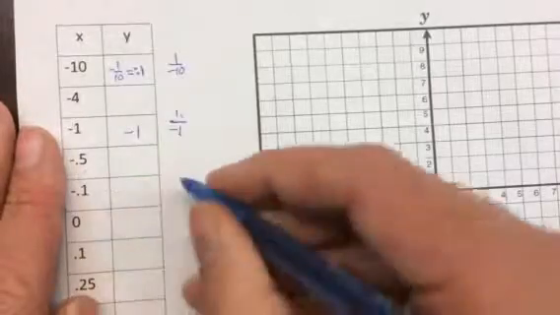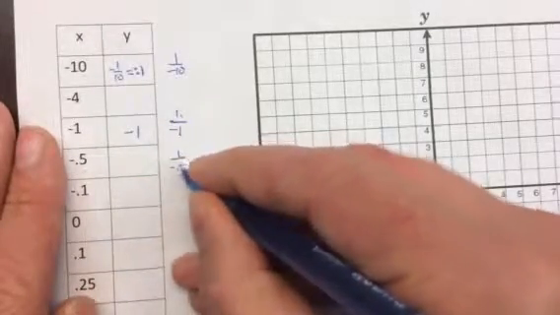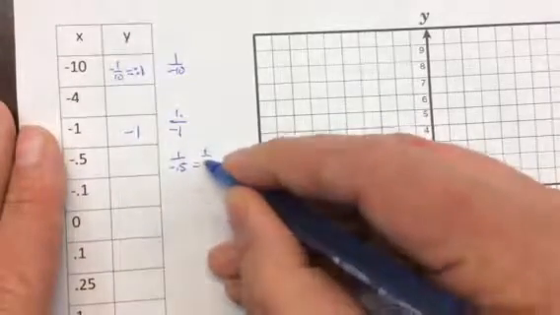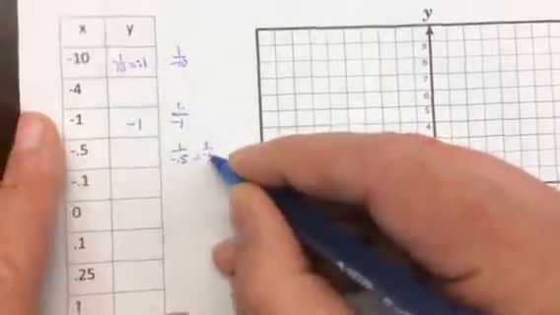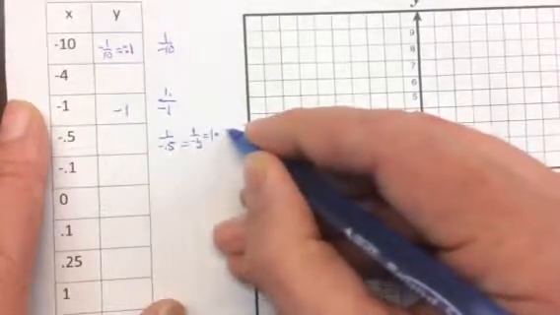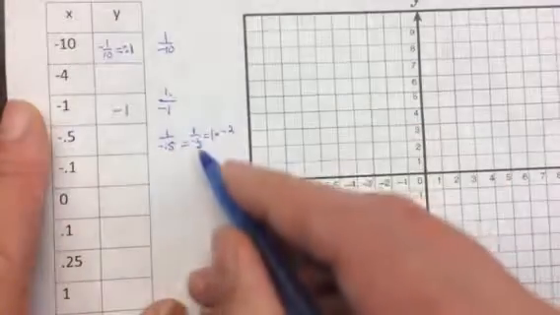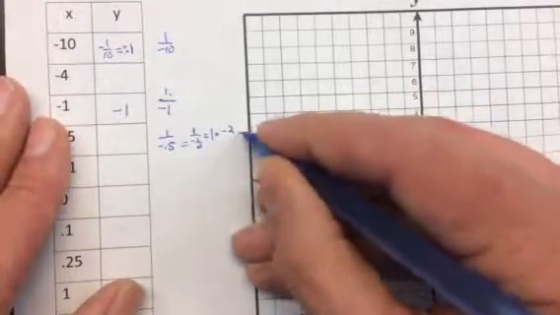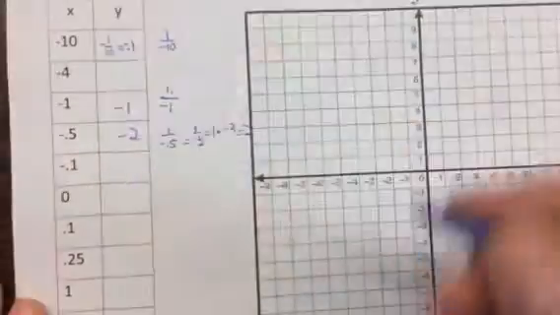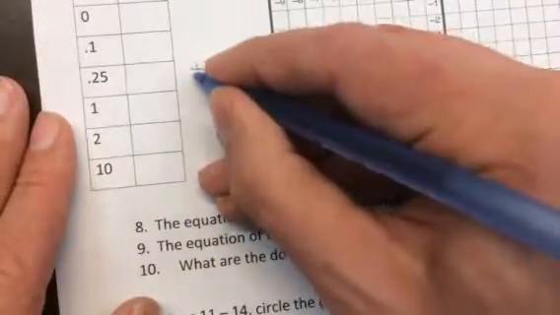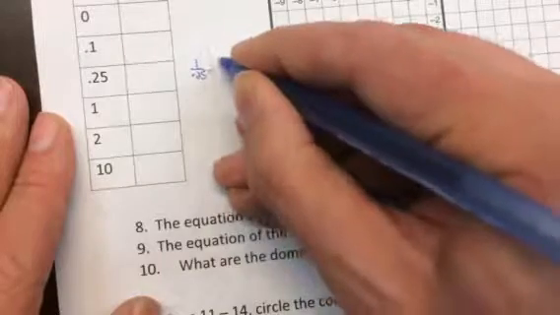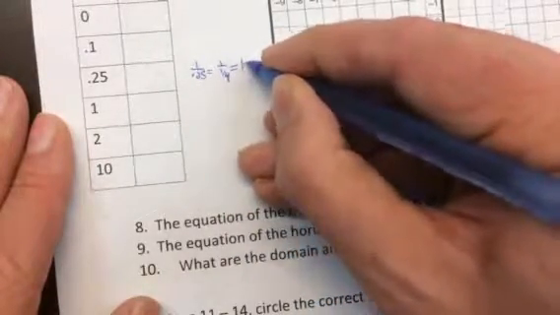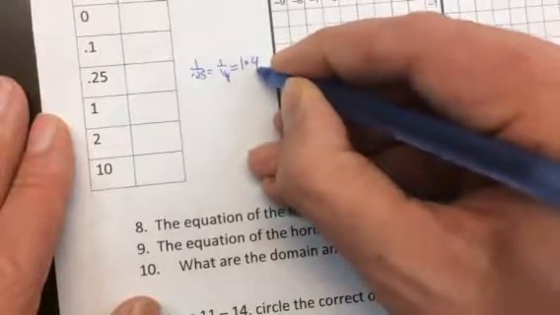When x is negative 0.5, you get 1 over negative 0.5. And this is the same as 1 over negative 1/2. The way you divide by a fraction is you multiply by the reciprocal, which is negative 2. 1 over 2 turns to 2 over 1, which is 2. So that's negative 2. I'll do one more. 1 over 0.25 is the same as 1 over 1/4. And the way you divide by 1/4 is you multiply by 4 over 1, which is 4.